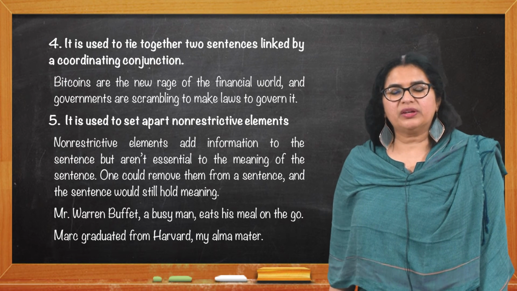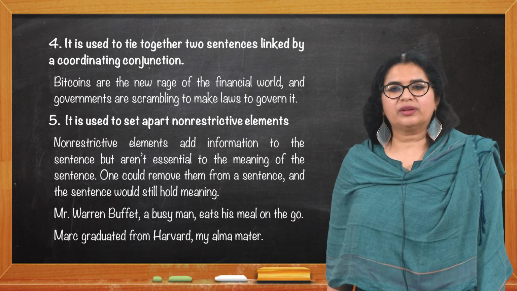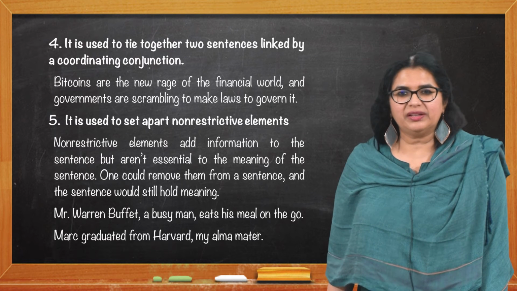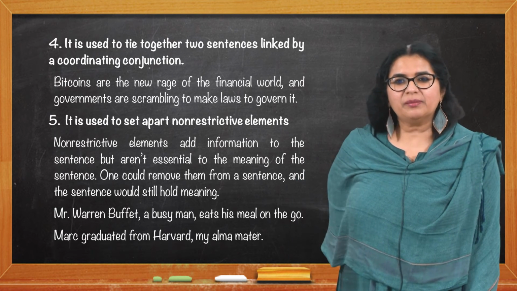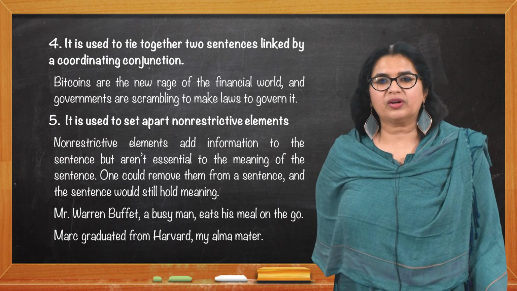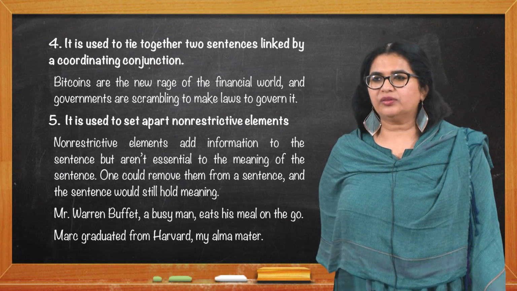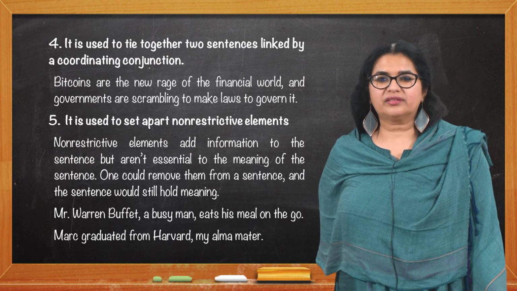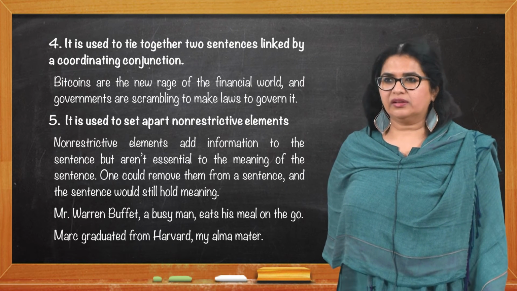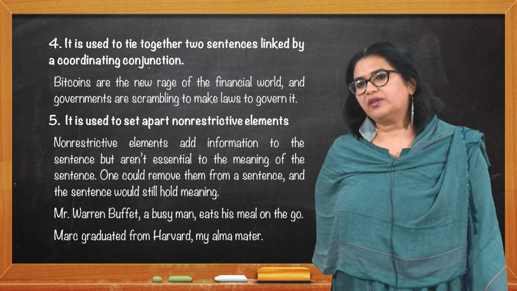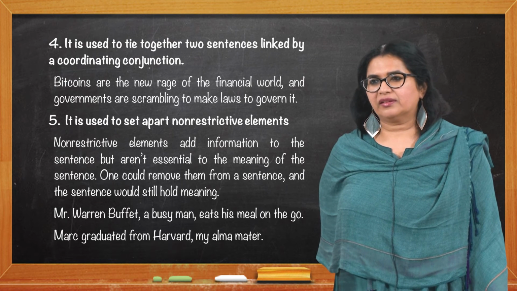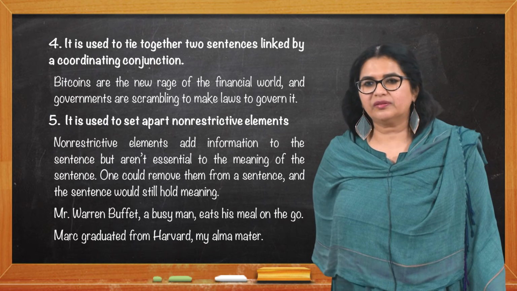Non-restrictive elements add information to the sentence, but are not essential to the meaning of the sentence. One could remove them from a sentence and the sentence would still hold meaning. Mr. Warren Buffett, a busy man, eats his meals on the go. Mark graduated from Harvard, my alma mater. So, what are we doing? We are using a comma to set apart non-restrictive elements that add more information to the sentence, but are not too essential. Mark graduated from Harvard can be a complete sentence, but we are separating my alma mater using a comma. It is just an extra bit of information.